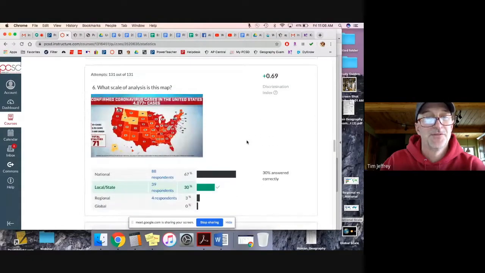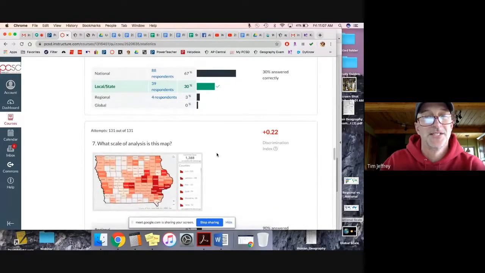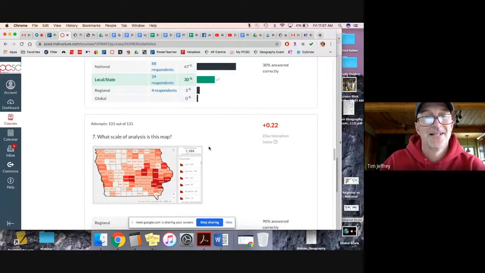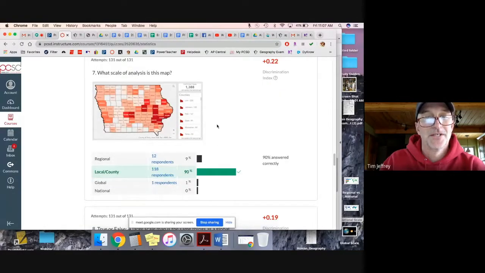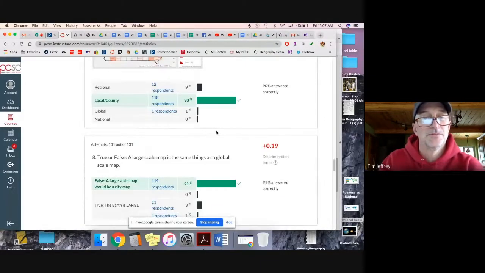Scale of analysis on this one is going to be more local or state. Now we're looking at an individual country, just the United States, but now we're looking at individual states, right? So this is going to be a local analysis. And the most popular, again, was national. You're beginning to see your common mistake, right? You're looking at the whole thing. Look for borders, and that will tell you what you're analyzing. So if they put a question on the AP exam, the scale of analysis, focus on analysis. And a lot of you did well on this one, local.